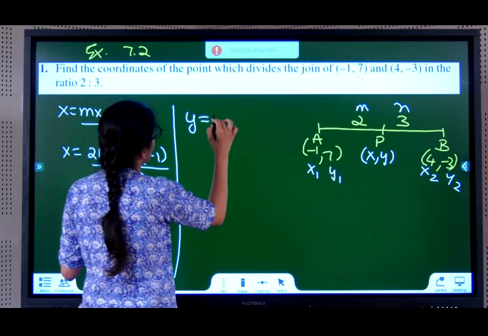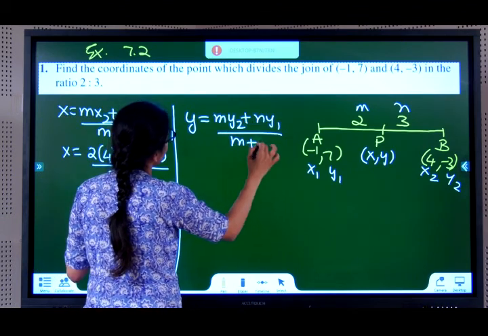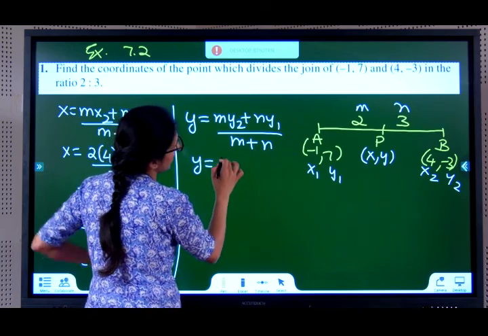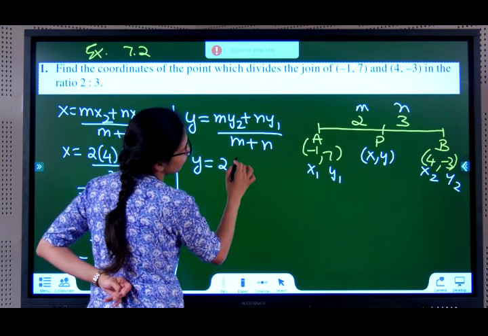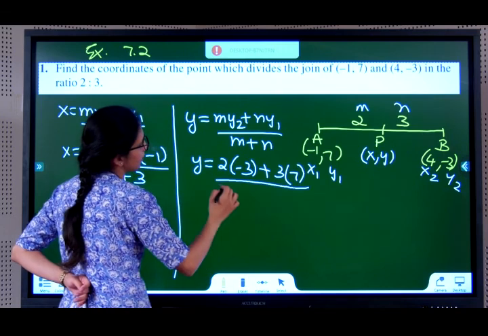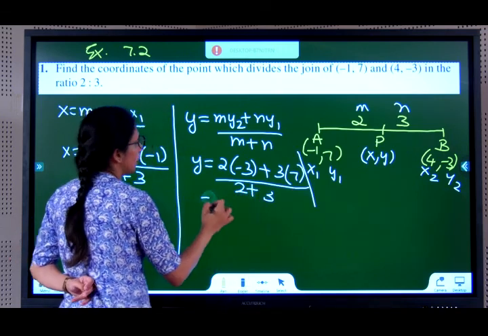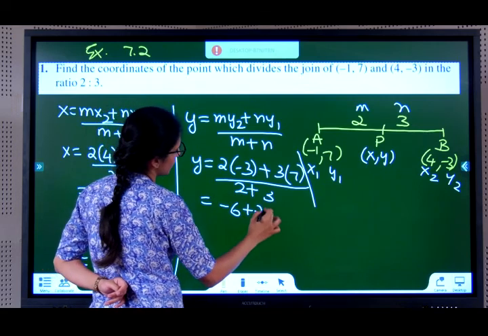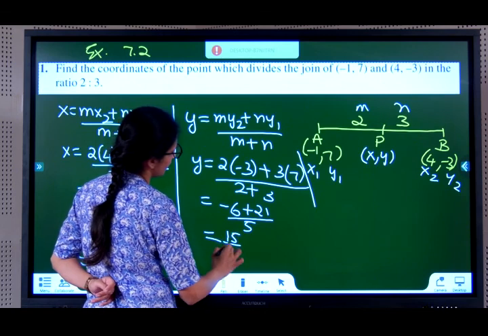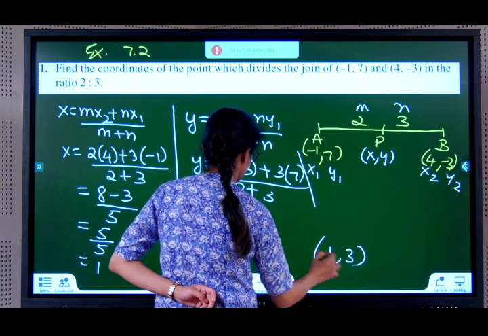Y coordinate my2 plus ny1 divided by m plus n. Y, what is y? We have to find m2, y2 minus 3, n3, y1 7 divided by 2 plus 3. -6 plus 21 divided by 5. -6 plus 21, 15. 15 by 5, 3. Therefore, the point is 1, 3.